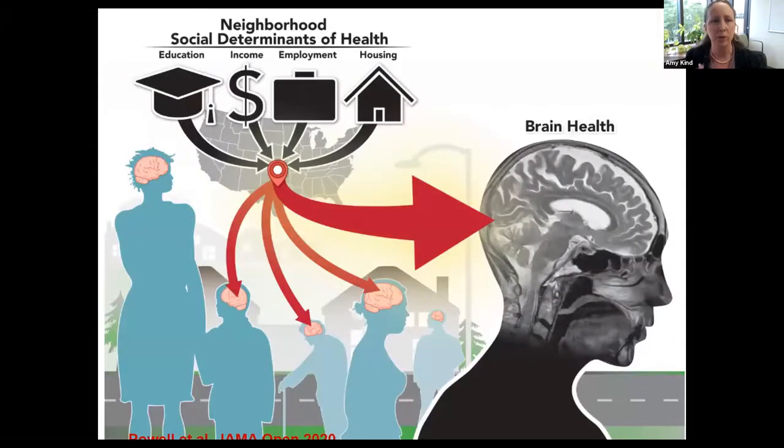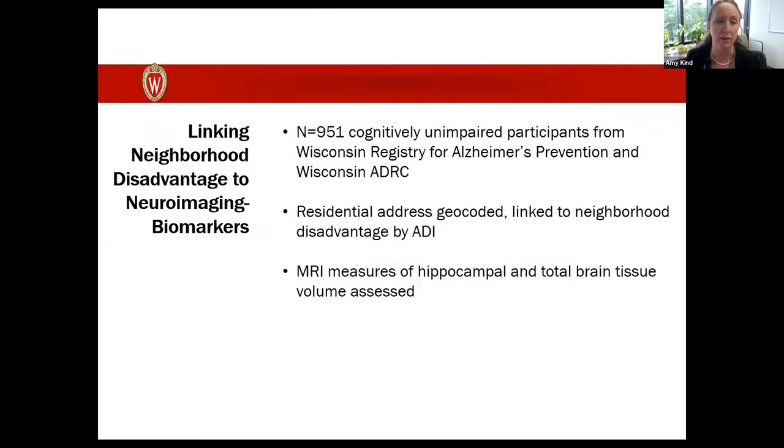But how do these neighborhood social determinants connect to brain health? Can we connect cells to communities and neurons to neighborhoods? Well, we're going to talk about that in a moment. Our group has been working on this quite hard over the last few years, and I'd like to highlight just 2 papers that have come out recently looking at biomarkers in tissue and how we can connect them to social determinants of health. The first paper looked at linking neighborhood disadvantage markers by the ADI to neuroimaging biomarkers.